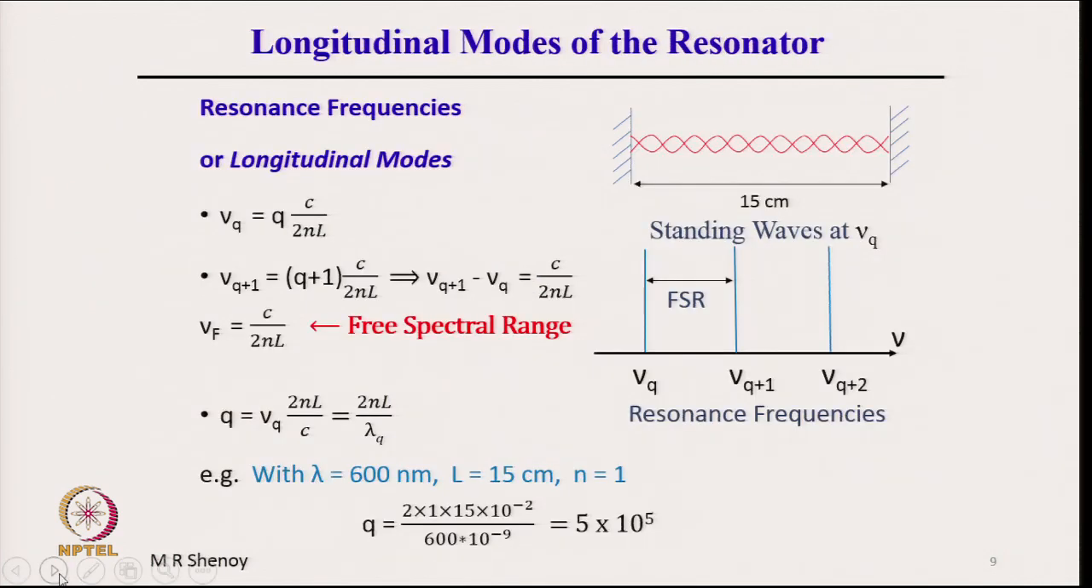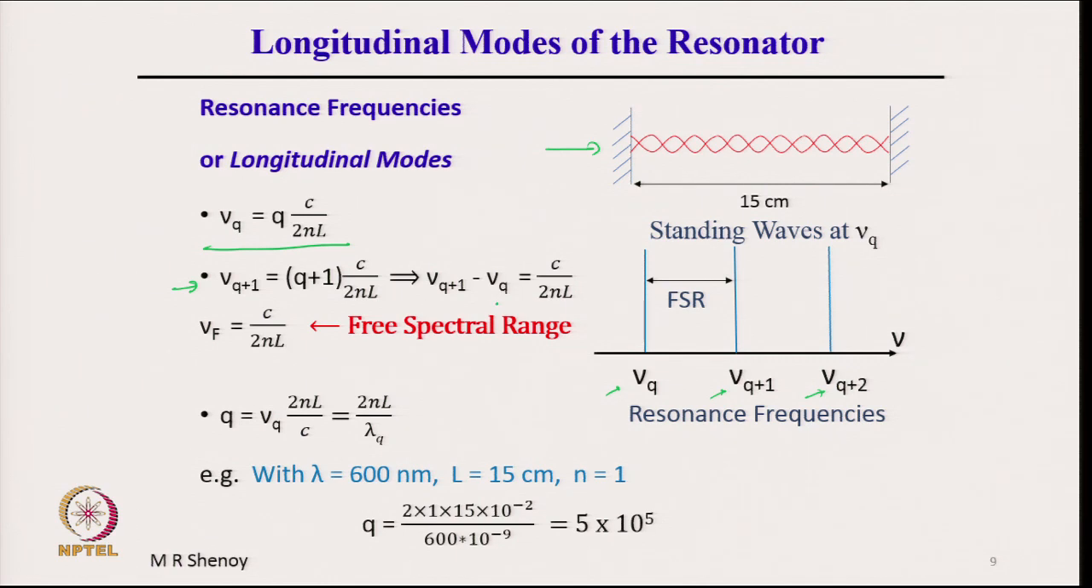This is illustrated here. Resonance frequencies form standing waves. If ν_q is equal to q times c by 2nL, then ν_(q+1) is the next resonance, so this is the qth order. If this is the 100th one, then this is the 101st. So, (q+1) times c by 2nL, and therefore ν_(q+1) minus ν_q is the separation. ν_q and ν_(q+1) are the resonance frequencies shown on the frequency axis.